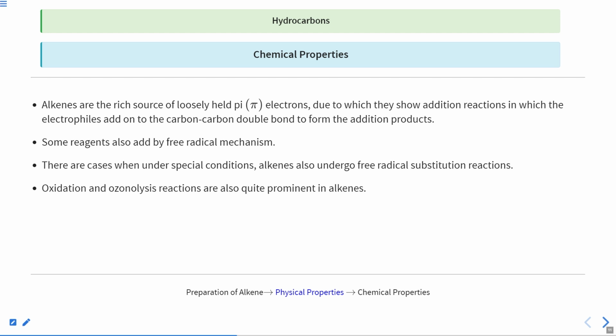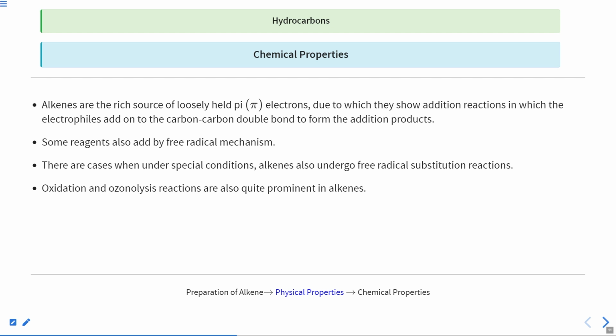We talked about addition reactions when we were talking about alkynes. We have seen the addition of hydrogen; similar to that, we can also add hydrogen to the alkene. Some reagents add by free radical, some by a transition state, and others by an ionic state. There are also cases where, under special conditions, alkenes undergo free radical substitution reactions.